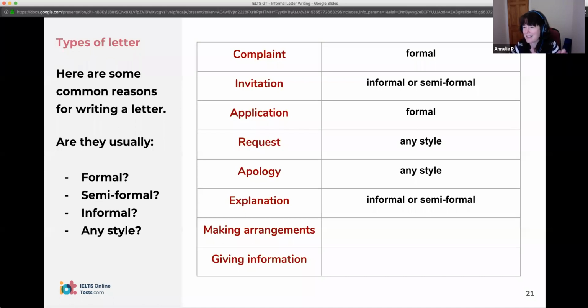Yeah, probably not so formal. I'd be more down the informal side. Yeah, if you're explaining about how something works, it's quite a common one, right? To a friend, they've asked you about the company and you're explaining about what it's like working at your company. Okay. What about making arrangements?